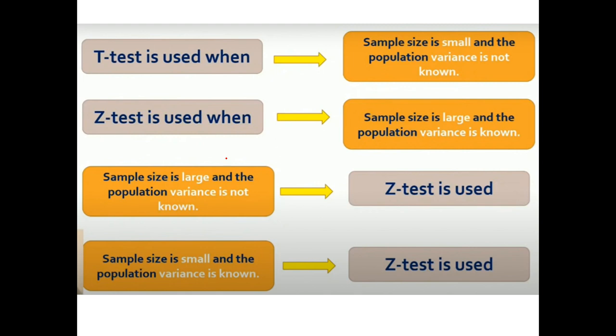So remember, this is a very tricky question. Someone can also ask when to use a t-test and when to use a z-test. When your sample size is small and the variance of the population is not known, obviously you will use a t-test. This is a very obvious condition. Sample size is large, variance is known, that's a z-test. But the question will come like, sample size is large but variance is not known, then what to use? Z-test. Then even if the sample size is small but the variance of the population is known, you will use a z-test.